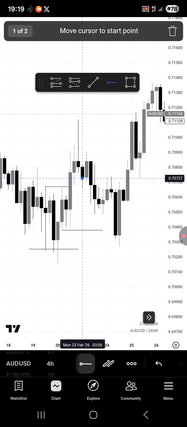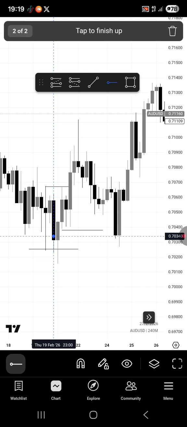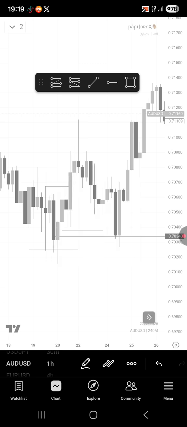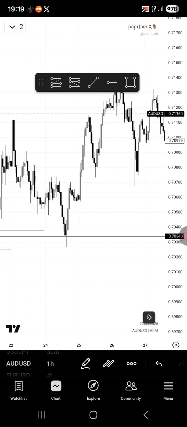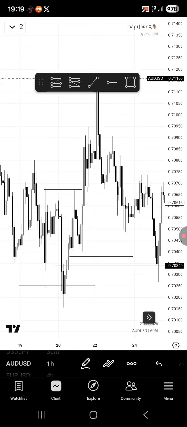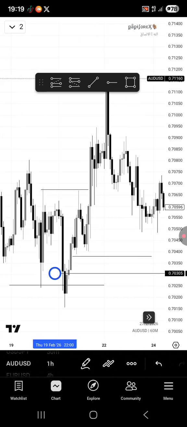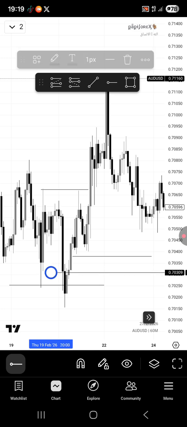And where was my entry? I entered from here. Although it was from my 1 hour, I took my entry. So let me go to my 1 hour. So I entered from here on my 1 hour. This area, my order block here, from here.